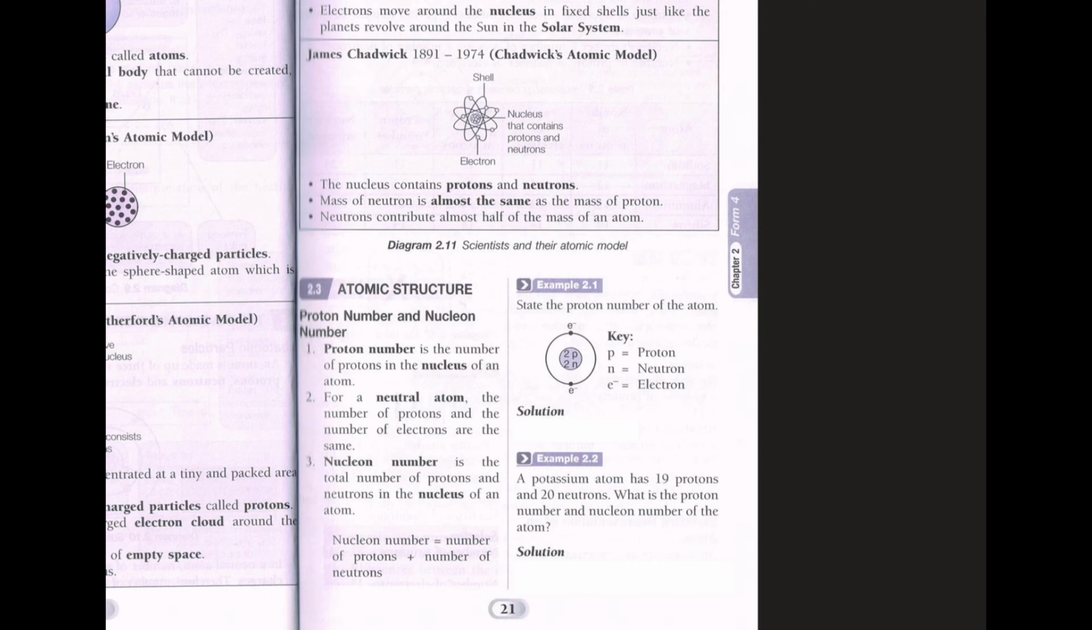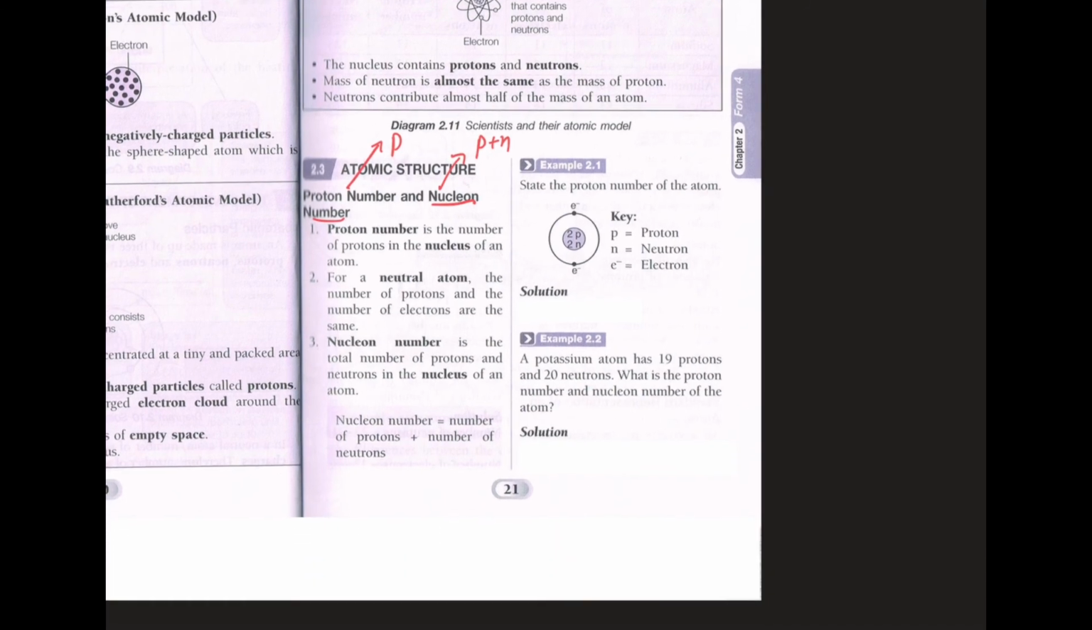Nucleon number is the total number of protons and neutrons in the nucleus of an atom. That means nucleon number is proton plus neutron. This one is just proton. That's why you can see down here they put an equation saying that nucleon number equals number of protons plus number of neutrons.